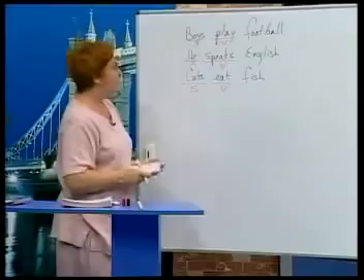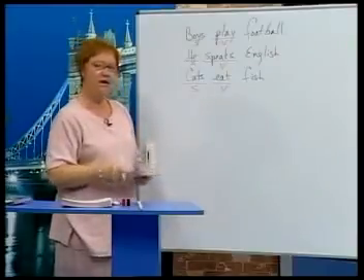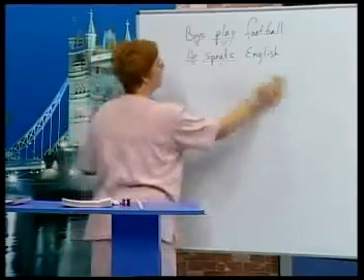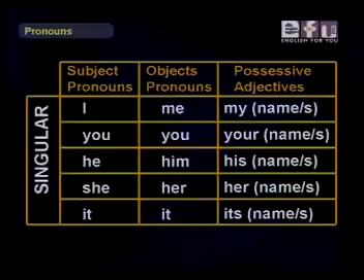Now, let's talk about pronouns for a moment. You know this. This is a review. Okay, now let's make some room here first. If you look at your screen, you'll see a chart of the pronouns that we use when we want to talk about people or things. So let's look at this. The subject pronouns will go across. We have subject pronouns, object pronouns, possessive adjectives. Okay? So, I, me, my name.